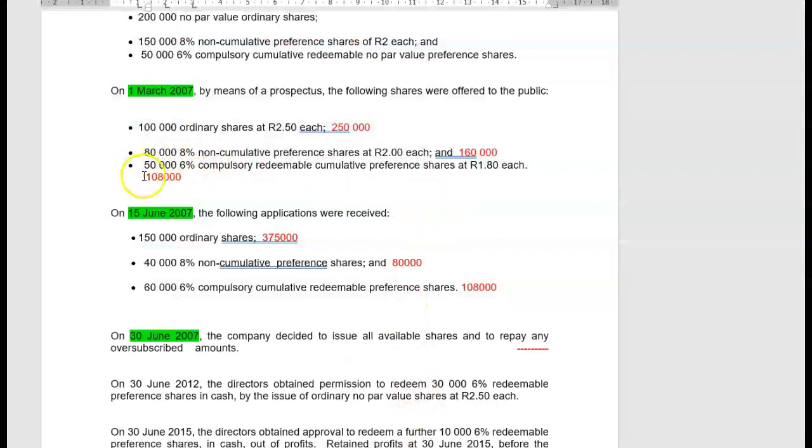And then the last one is, well, we're allowed to issue 50,000. We have received 60,000 applications. So the amount that we can transfer to this loan account, because it's a redeemable cumulative pref share, the loan account, is 108,000. Although we have received, let me just see, I think there is a calculation error somewhere.